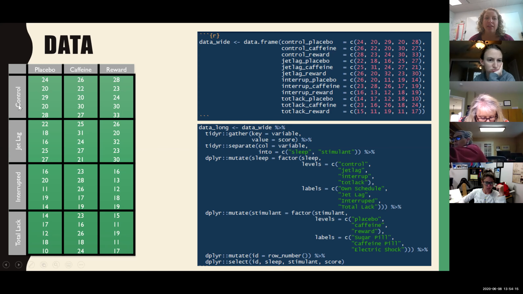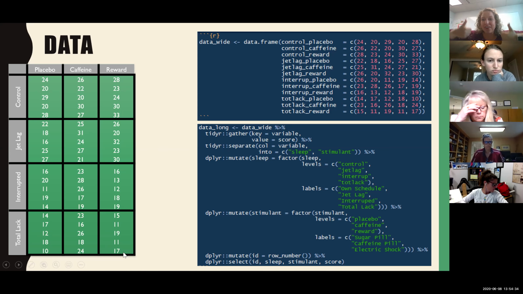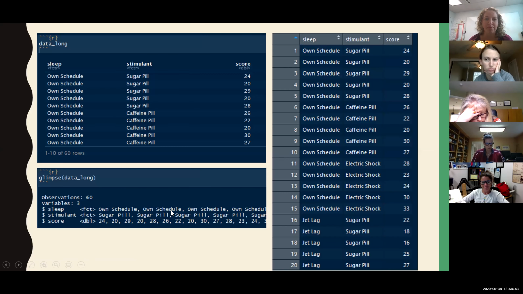So in the people that had normal sleep and the sugar pill, their scores were 24, 20, 29, 20, 28. In the electric shock, dollar bill, total lack of sleep condition, those 5 people's scores were 15, 11, 19, 11, and 17. So higher number means you did better, lower number means you did worse. So this is the score on the video game. Well, simulation game.